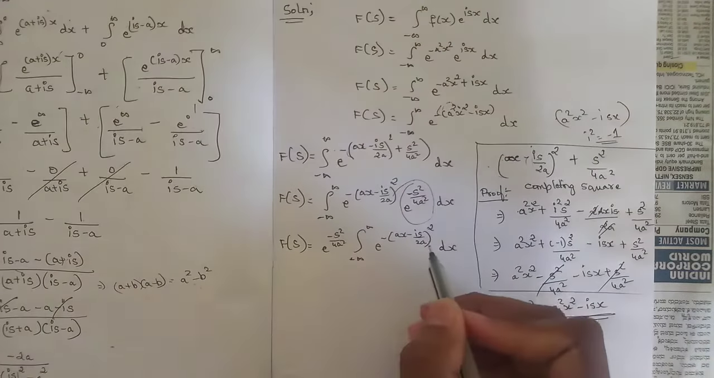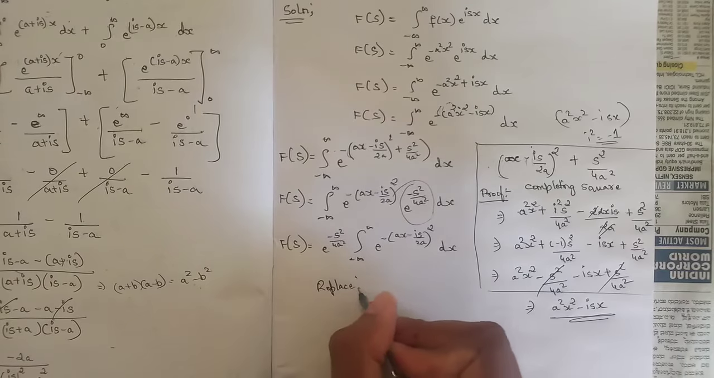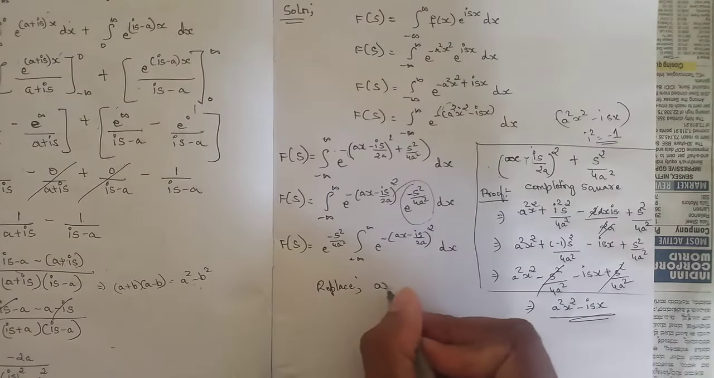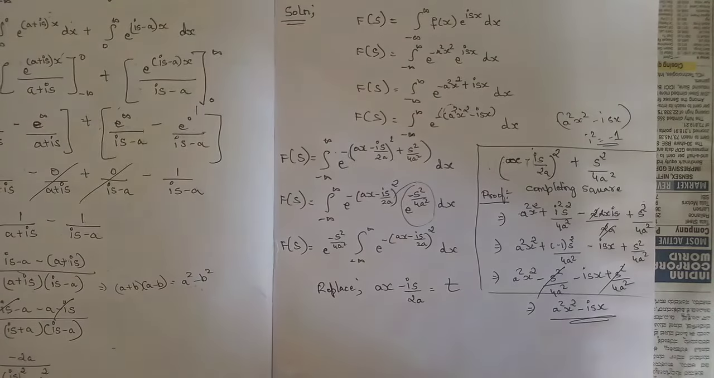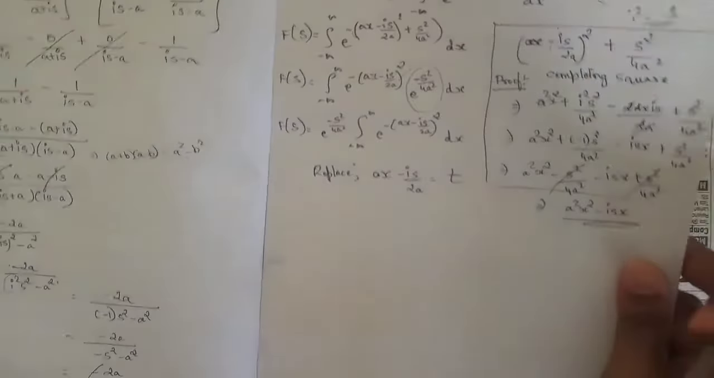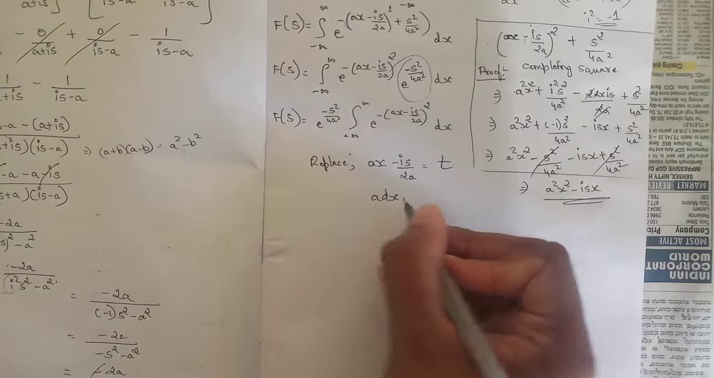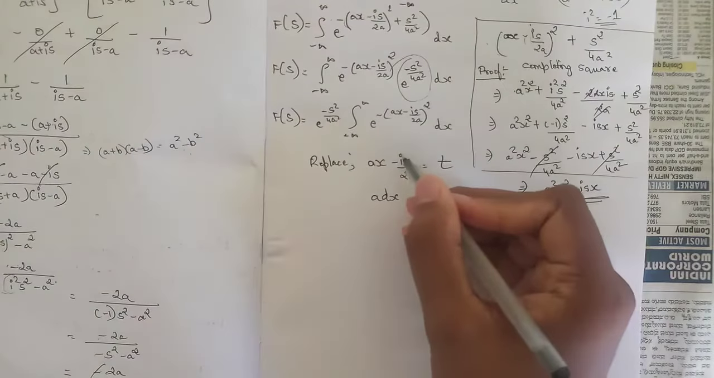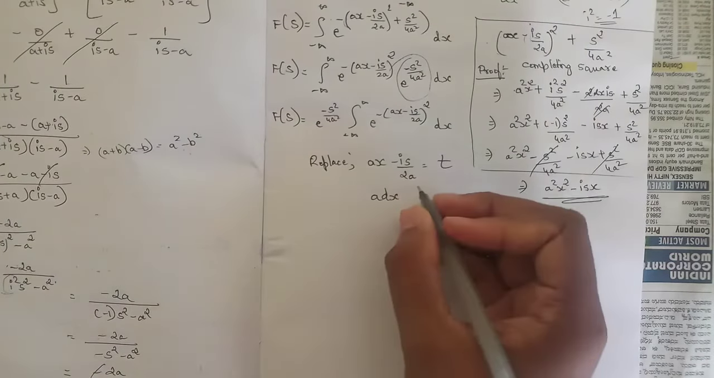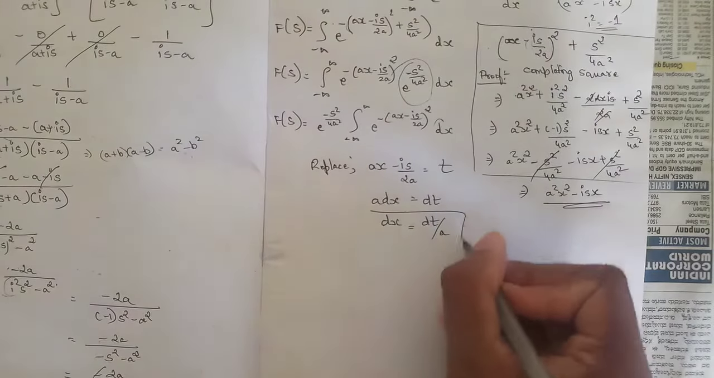Now, in order to make the problem easier, let's take the value of ax minus s by 2a equal to t. Now we'll differentiate on both sides. The differentiation of x is dx, right? And this is a, that is constant, so this whole term is constant and its differentiation is 0, equal to the differentiation of t, that is dt. Therefore we get dx equal to dt by a.